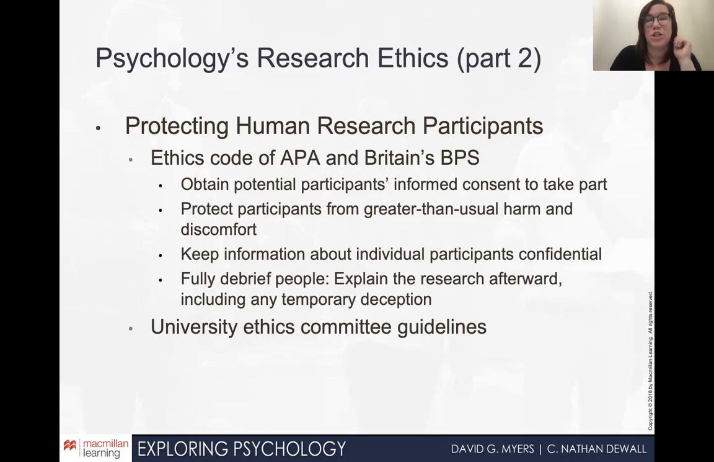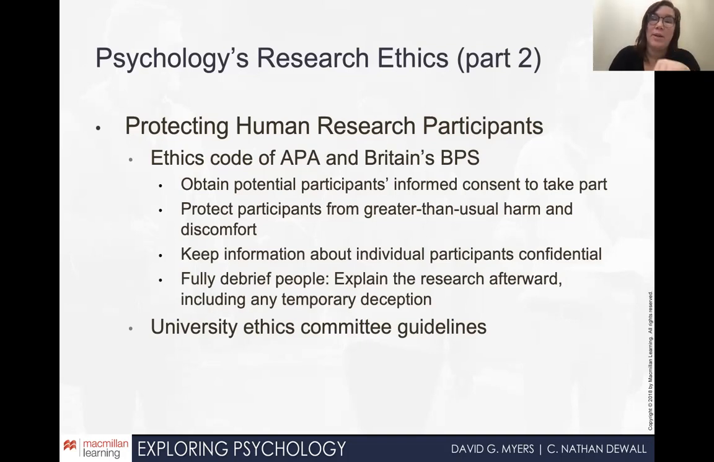Protecting participants from greater than usual harm and discomfort. So our studies cannot put people in grave danger or bodily harm, right? Or extreme psychological distress. If for any reason something is being studied that is uncomfortable, there's a lot of safeguards set in place to make sure that, one, it's necessary, two, how are those participants being cared for and compensated afterwards, and three, how are they being informed that they are taking part in a study that may be harmful.